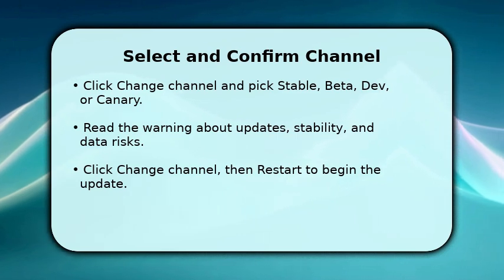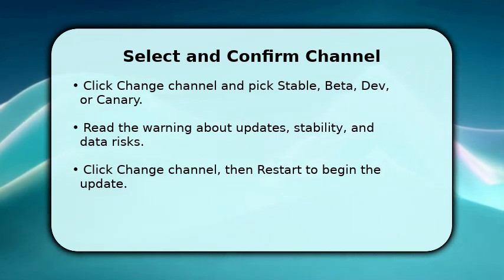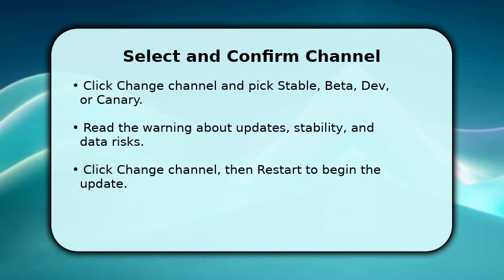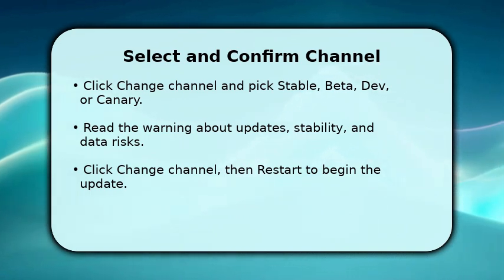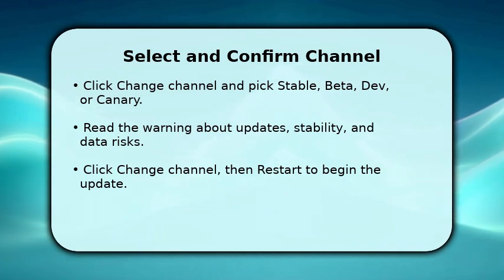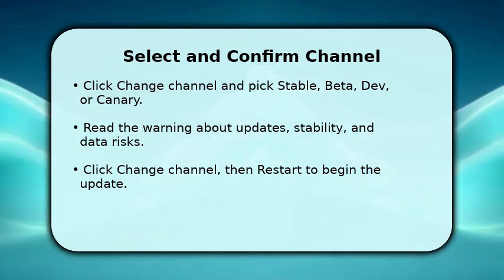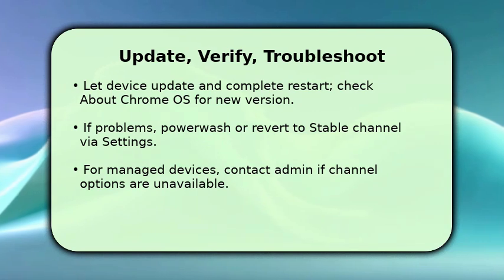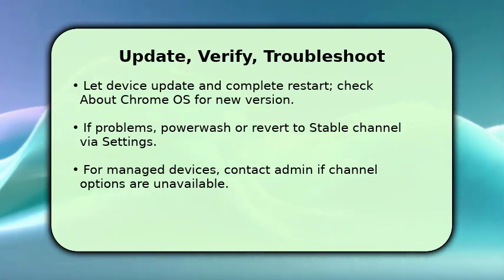Once you accept, Chrome OS will download the new build and schedule an update. Make sure your device is plugged in and has a solid Wi-Fi connection. Intermittent power or network can cause problems. After the restart, Chrome OS will install the chosen channel's build. This can take a while, so be patient and keep the device connected.